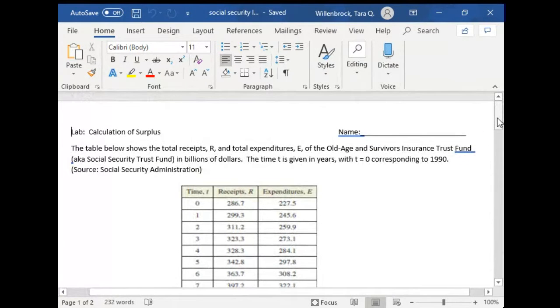All right, so this is what you're going to have to do. This lab, the title is like calculation of surplus. Okay? Surplus is that area, that space between two functions. What's the difference between one function versus another?